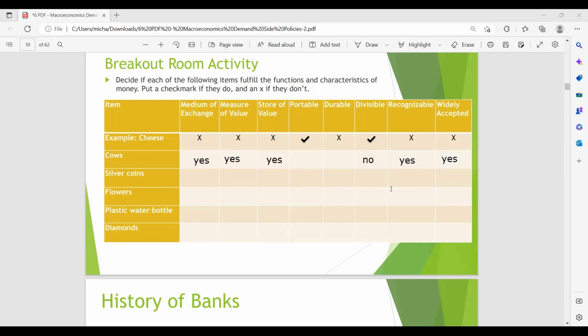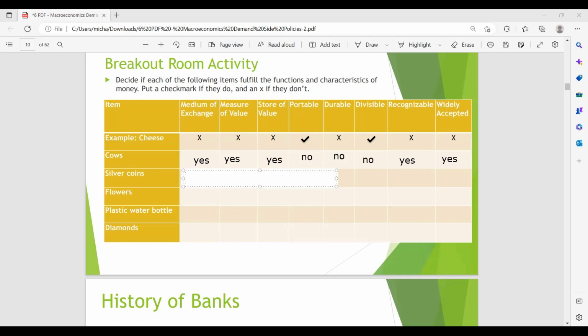And then is it portable and durable? Are cows portable and durable? Yeah, exactly. No. Good job. And then what about silver coins? Which ones would they fit? Medium of exchange, measure of value, store of value, portable.